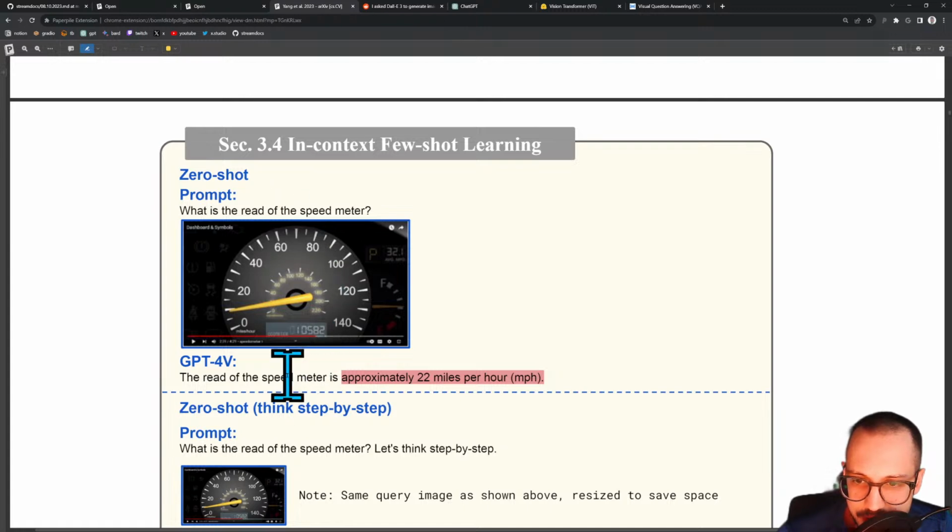What is the speed of the meter? Speed of the meter is approximately 22 miles per hour. So here it failed at this task in a zero-shot capacity.